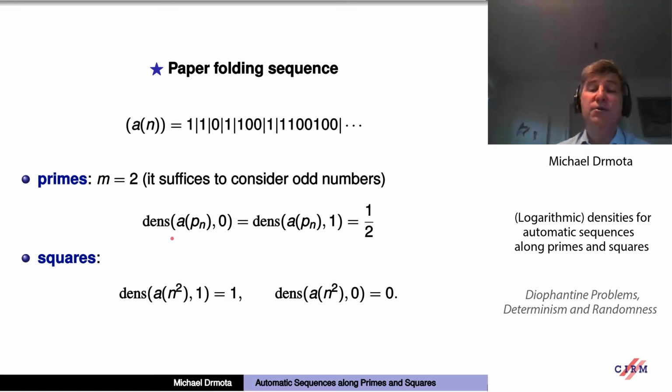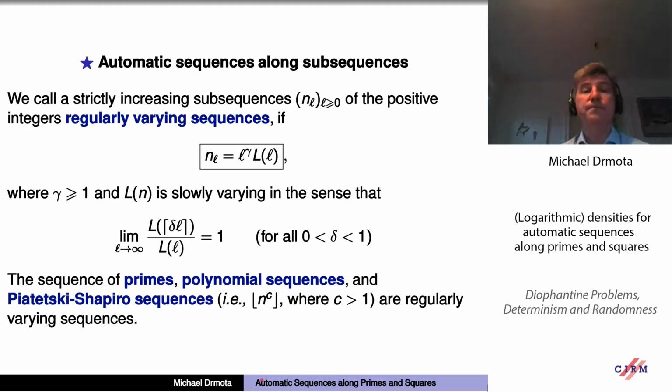numbers. And it turns out that the densities along the prime numbers of 0 and 1 exist, and they are both 1/2. In contrast, if we just consider squares, then we see that the density along 0 is 0, and the density along 1 is 1. So we see almost only ones in this subsequence of squares of the paper folding sequence. So, of course, we could also consider other subsequences.